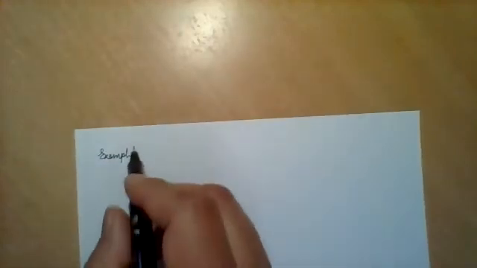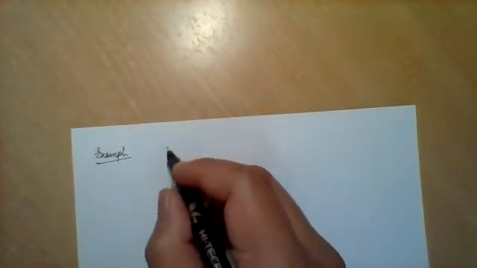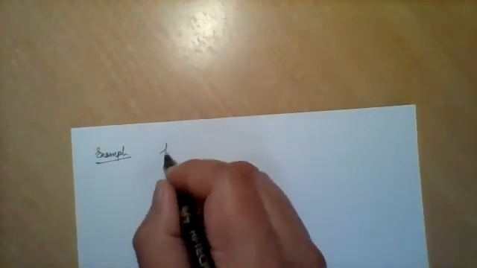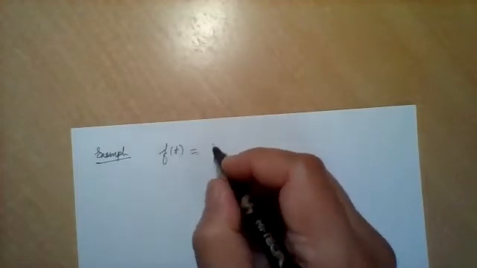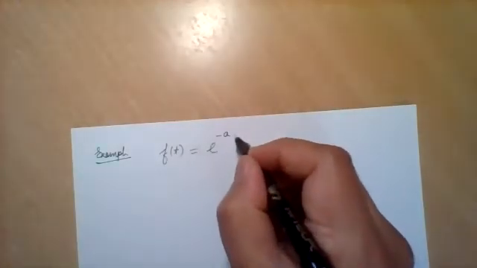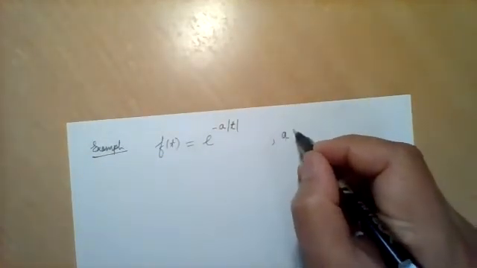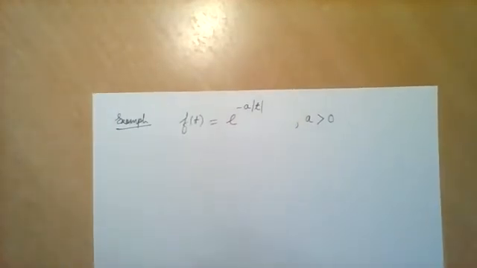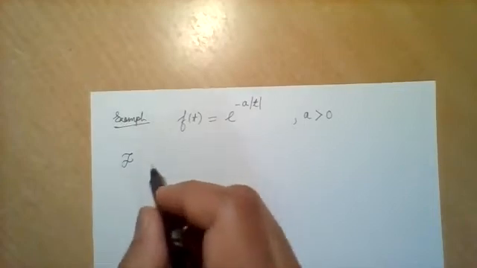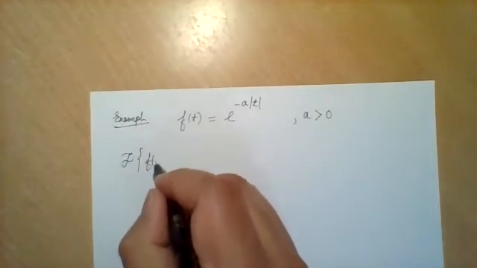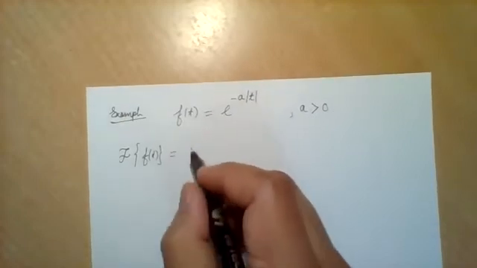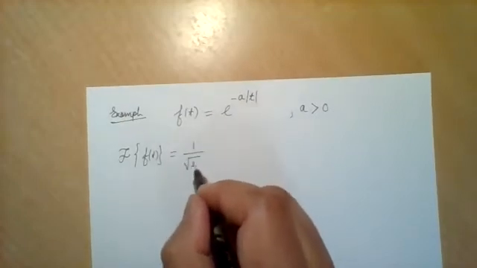Here, let us discuss one example. Let us find the Fourier transform of the function f of t equals e to the power minus a modulus of t. Here a is a constant which is greater than 0. So let us first find the Fourier transform of this function. By definition, the Fourier transform of f of t is 1 by √2 pi.